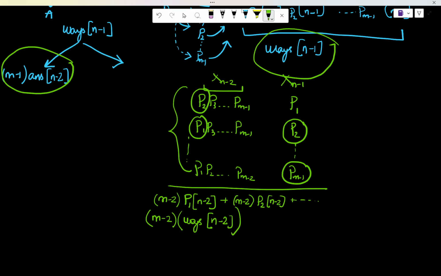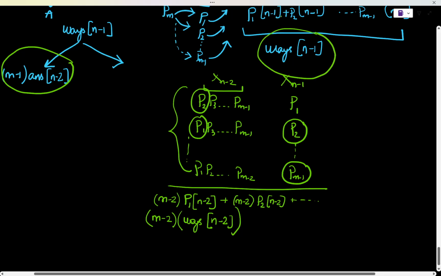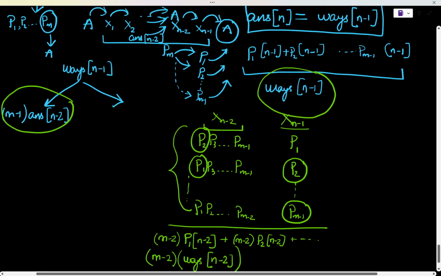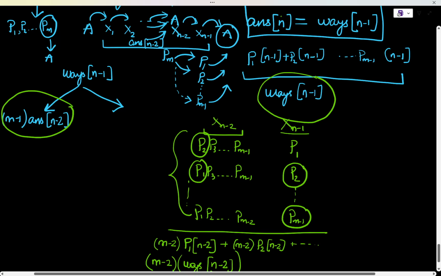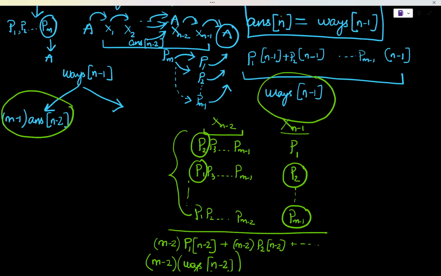I'll go through this one more time because this might be a little challenging for people to understand. What happens here is at x of n minus 1, we have P1 to Pm minus 1. Either they receive the ball from A. If they receive the ball from A, each of them will have access to the answer of n minus 2 ways. Right? All those ways A can receive the ball after n minus 2 passes. Each such way can contribute either to P1 or P2 up to m minus 1. Hence, this has been taken care of.